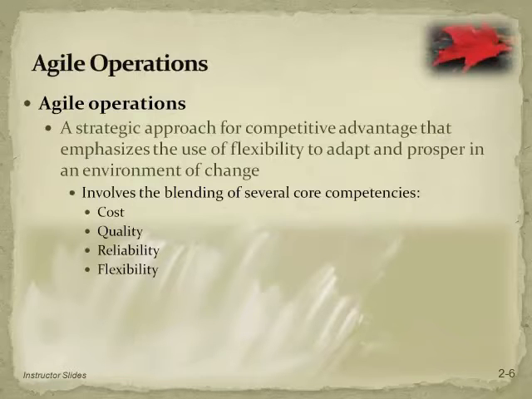Another operations strategy that we could employ is being agile. The definition of being agile is the ability of changing quickly, adapting quickly to market changes. This is especially true in the consumer electronics industry. Some examples of consumer electronics products where agility is very, very important are cell phone products.